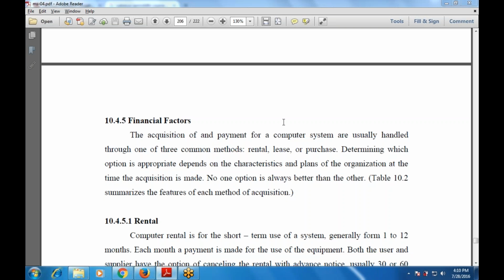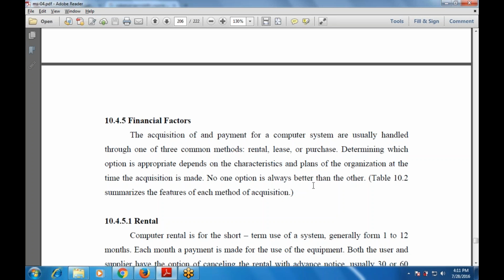In the last class we started with the various financial factors that are considered for system analysis, or the various factors used for the maintenance or acquisition of hardware and software selection. The acquisition and payment for a computer system is usually handled through one of the common methods for the financial factors, that is either rental, lease, or purchase. The system analyst can use any of these common methods, either rental, lease, or purchase.